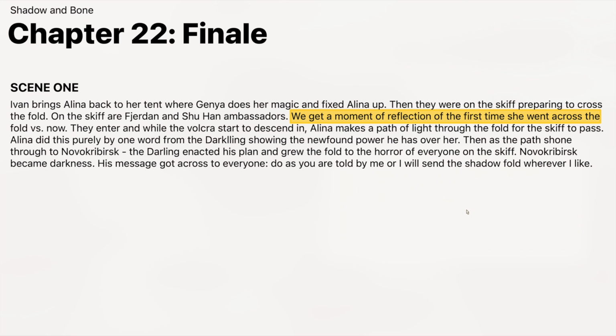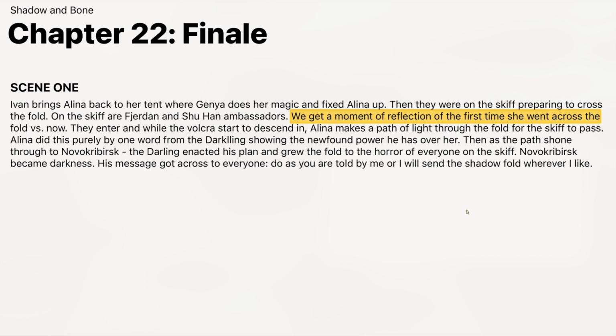They enter, and while the Volcra start to descend in, Alina makes a path of light through the fold for the skiff to pass. Alina did this purely by one word from the Darkling, showing the newfound power he has over her. In this scene, Alina tries to stop the power from happening, but the Darkling just says "now," and the power bursts through her, creating this path of light. So this is showing that now that Alina has this amplifier that the Darkling killed and it got fashioned to her like a collar, they share this chain of power that the Darkling can pull on.